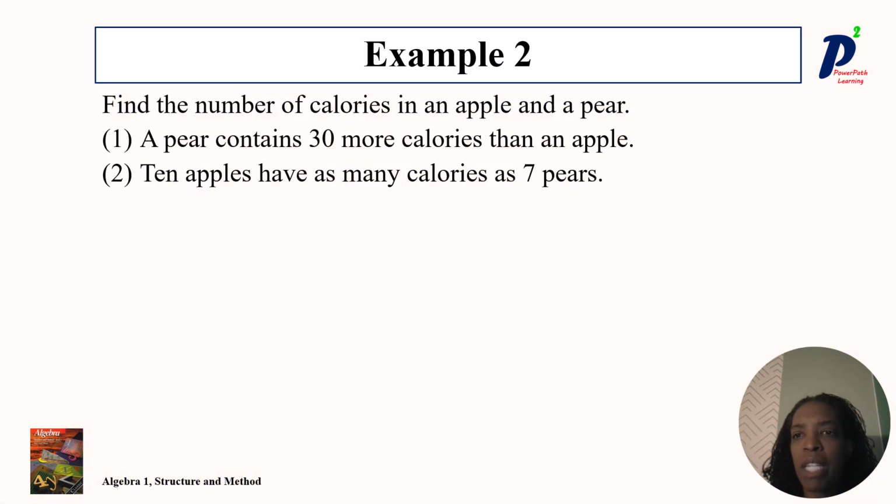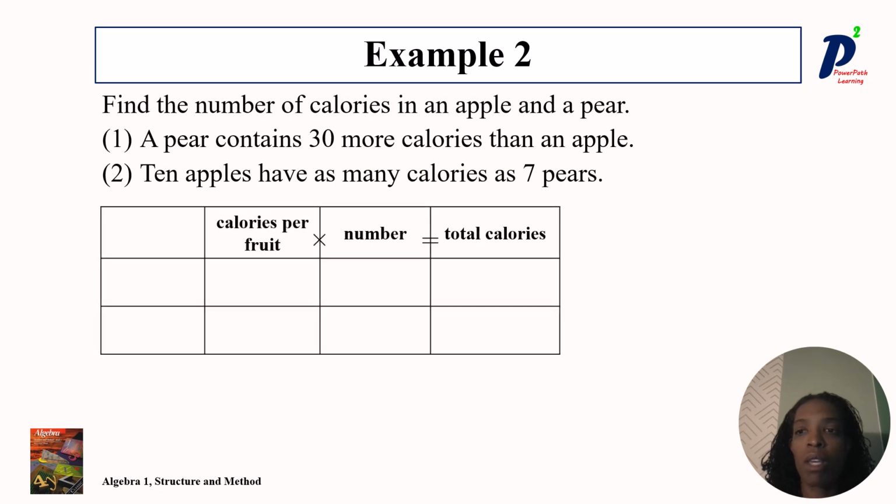In example 2, we need to find the number of calories in an apple and a pear, and we have the following information. A pear contains 30 more calories than an apple, and 10 apples have as many calories as 7 pears. First, let's set up a table to hold our information. This is a total calories problem, so the columns will be calories per fruit times the number of each fruit, which equals the total calories. This concerns calorie counts for apples and pears, so let's add that in as categories.